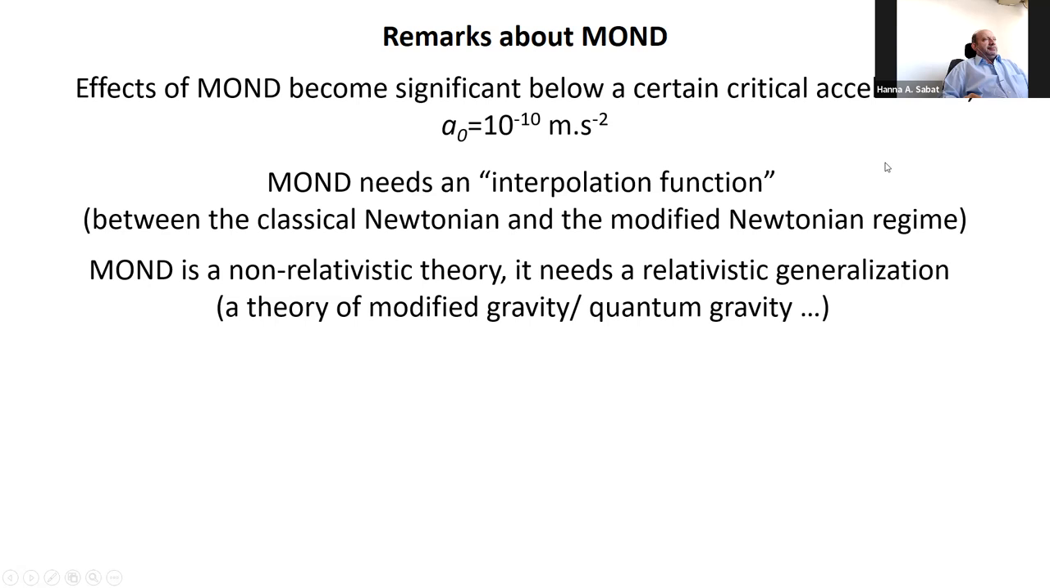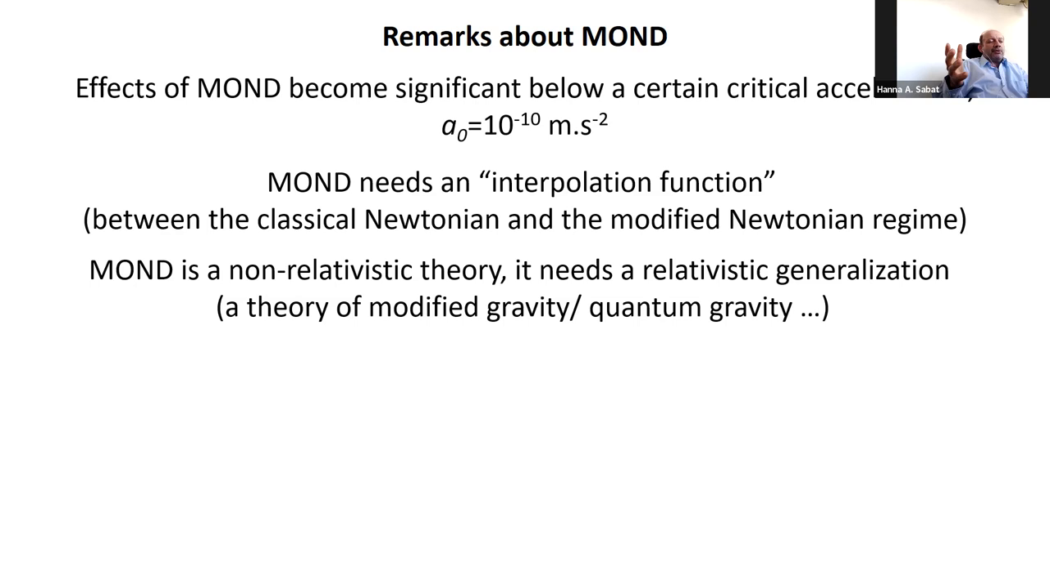Now, another issue about MOND is that it is a non-relativistic theory. We know that Newtonian dynamics is a limiting case of Einstein's general theory of relativity. But in the case of MOND, which is a non-relativistic theory or model, it needs a relativistic generalization. Of course, there have been some attempts. For example, I remember, I forgot the name of the author, it's called scalar tensor vector theory, which is presumably a relativistic generalization of MOND's idea. But we basically need a more general theory of modified gravity that includes relativistic effects and so forth. Or, if I want to be more optimistic, we may need a quantum gravity theory that includes the Mondian effects, or MOND as a limiting case.